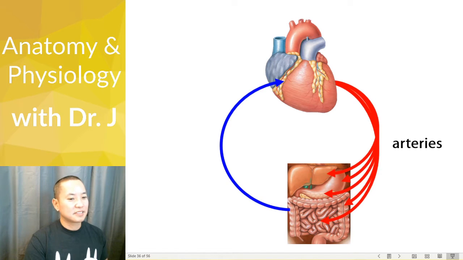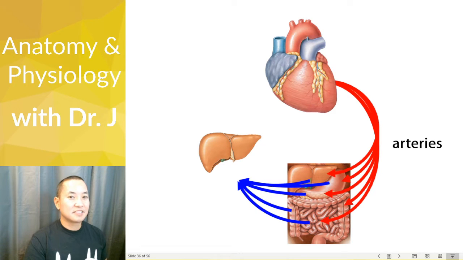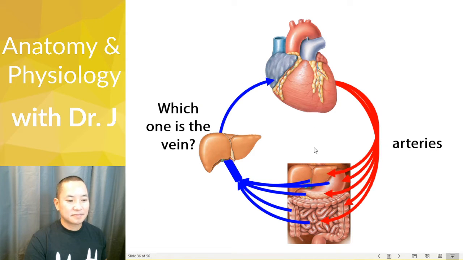Well, here's the twist. It's not just one vein. There is something else. There's a liver in the middle of this return of blood to the heart. So what we have is all these veins leading to the liver, and now this vein going up from the liver back to the heart. Now, which one is the vein? Again, remember this is where the definition of the veins is more directional. Veins carry blood to the heart.